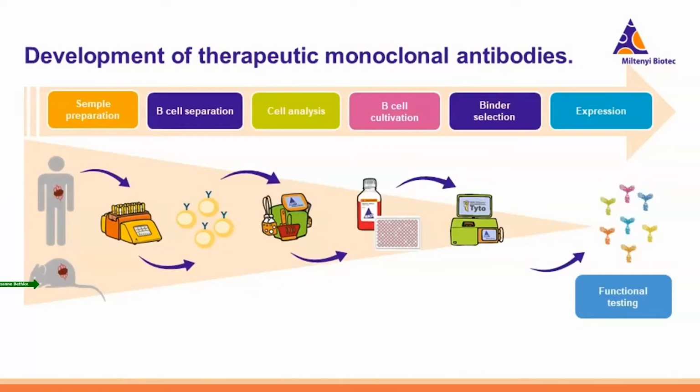You do your sample processing to get single cells, and then you separate your B cells. Of course, you want to see whether you really got nice B cells, so you do QC analysis and flow analysis, and cultivate your B cells, because they're usually not very frequent, especially when they're coming from tumor samples. Then in the next step you can select for the binder, so really your antigen, your target-positive B cells, go into expression of your antibody, your lead candidate, and then go into functional testing.